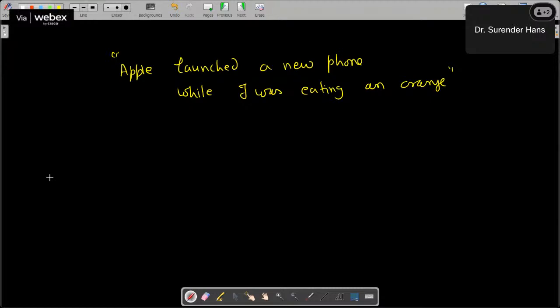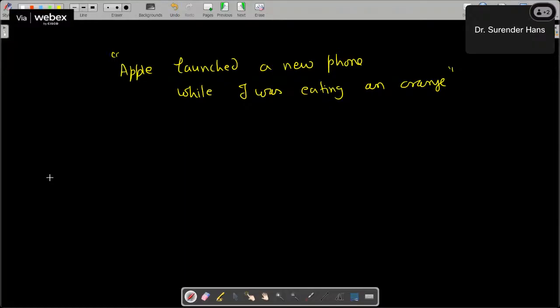Okay. So the sentence is, we will give this sentence to a neural network: "Apple launched a new phone while I was eating an orange." We have to convert this sentence into Hindi. So what will you do first? You will convert all these words into their respective embeddings.